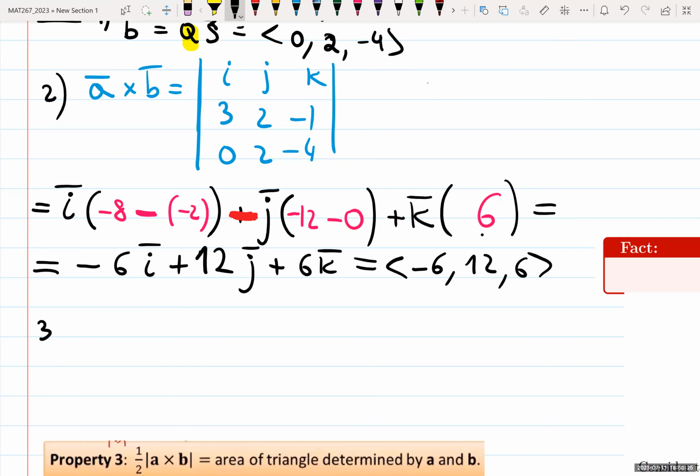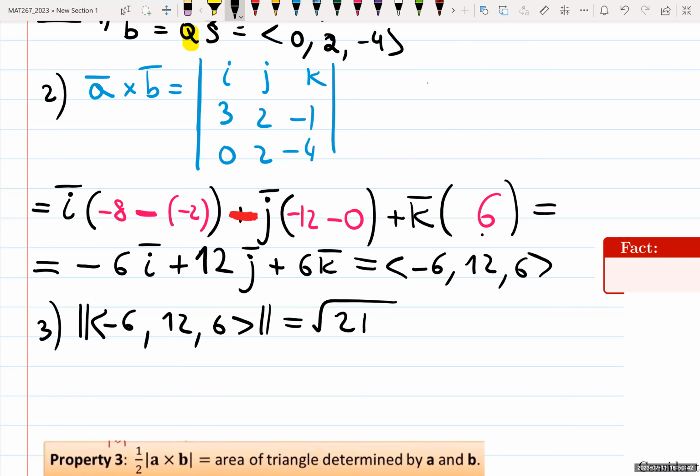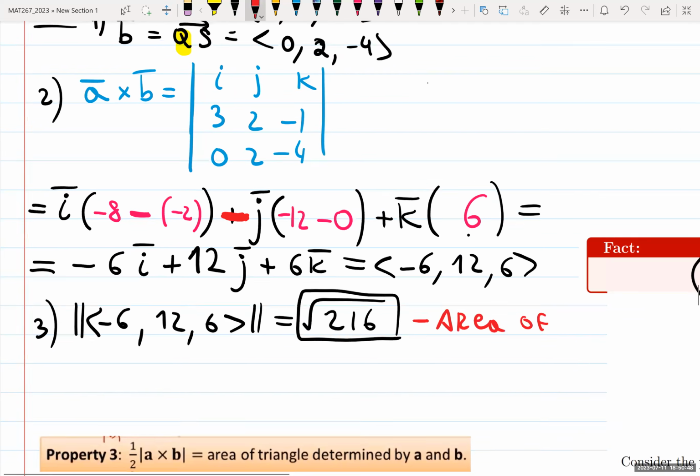So step 3, if you find the size of this vector, minus 6, 12, and 6, that will give you the area of the parallelogram. The size of the vector, which is the magnitude, is the square root of 6 squared plus 12 squared plus 6 squared, which gives you 216. That is the area of the parallelogram.